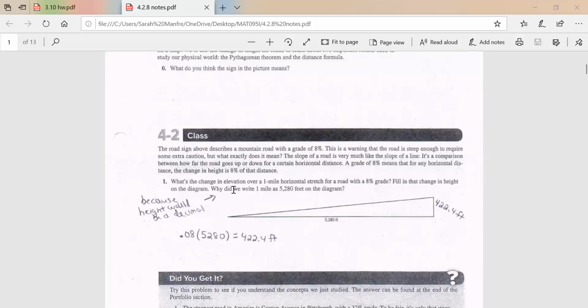And then the second question says, why do we write 1 mile as 5,280 feet on the diagram? Well, that's because if we left this as 1 mile, then this would be a decimal, which wouldn't really make any sense, like if it would be 0.2 miles, okay? Putting it in feet just makes more sense.